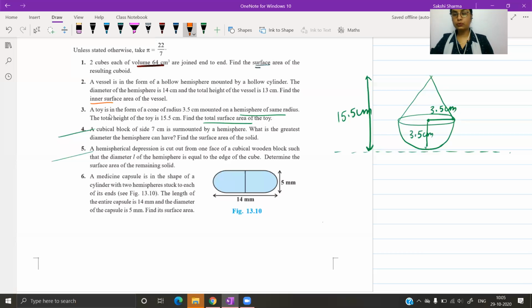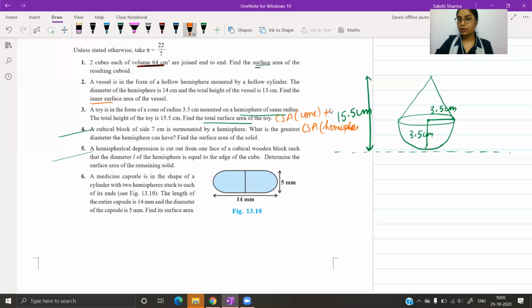So what will you do to find out the total surface area? Anyone? Area of hemisphere plus area of cone. Of course, but which area? We have two types of areas, total surface and the curved surface area. That's correct. We will be calculating the curved surface area of the two shapes and adding it together. So we need curved surface area of the cone and we need the curved surface area of the hemisphere.